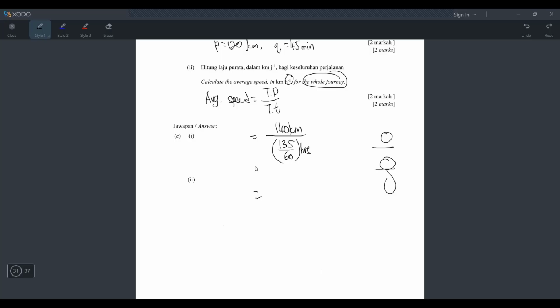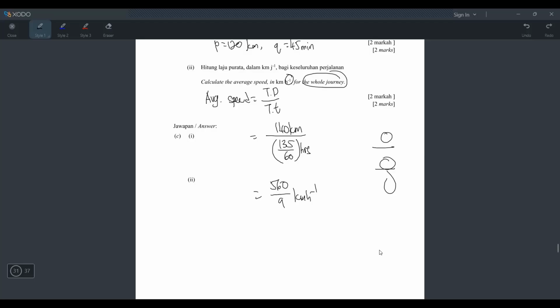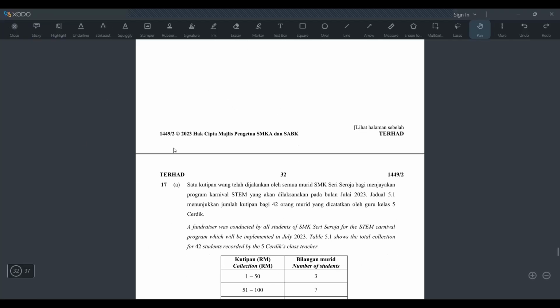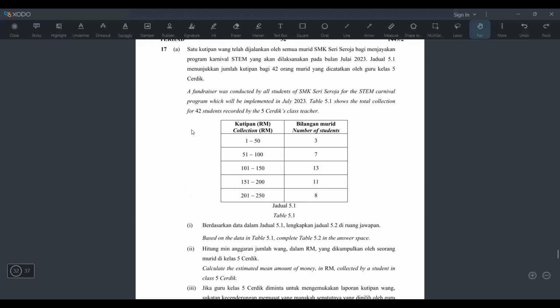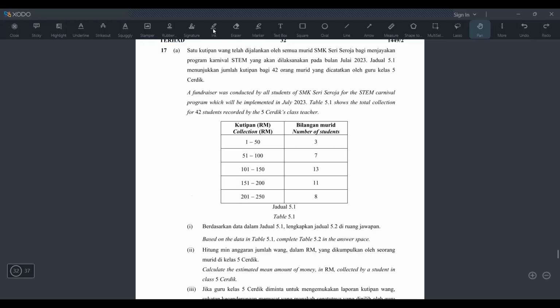So you get 560/9 or 62.22. But I will write it in fraction, because for this question the decimal has a lot of decimal places. So I write it in km/h. Of course, you can write 62.22 km/h also. It's the same. Okay, let's continue. I think it's finished already, right? Yeah, finished. Okay, finally, last question.